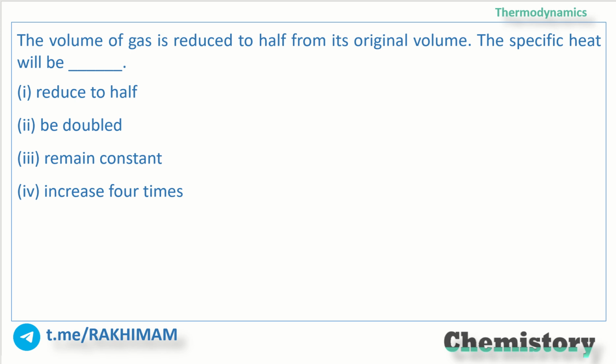The volume of a gas is reduced to half from its original volume. Suppose the original volume is V, so the volume of a gas is reduced to half from its original volume. So V dash is equal to V by 2. The specific heat will be: reduced to half, doubled, remain constant, or increase 4 times.